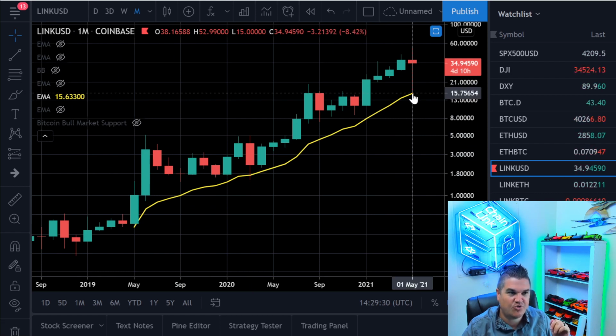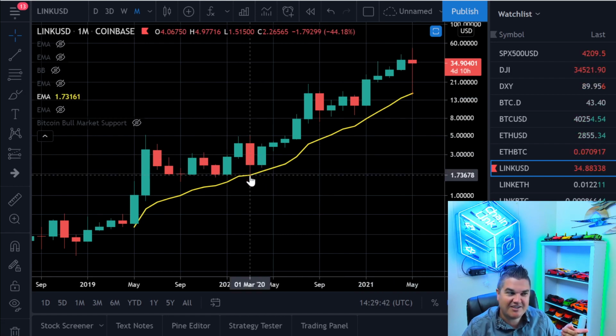Previously, we just tested our 21 month almost to the dollar. $15. Maybe that's why we went down here. Has it ever done that before? Of course. Look at it. Right over here. Right here. Back in March, our last big drop, right to our 21 month again. Every year or so, most coins tend to test that line.